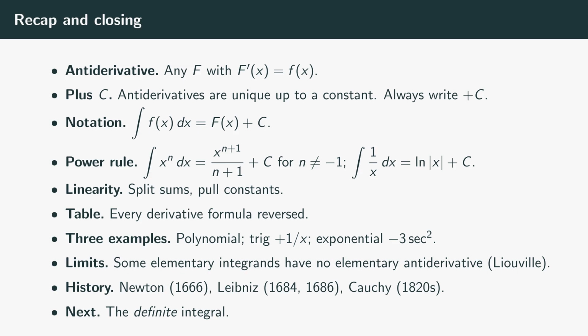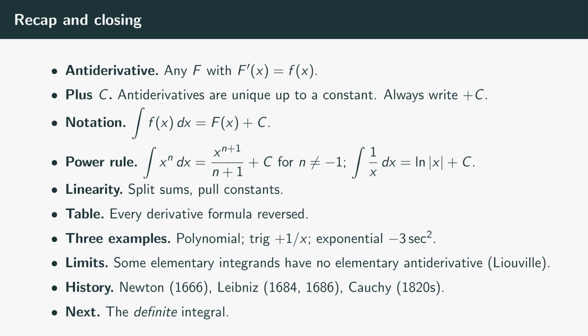Where we landed. An antiderivative of f is any function capital F with capital F prime equal to f. It's never unique. If capital F works, capital F plus c works for every constant c, and that's the whole truth. Any two antiderivatives differ by a constant. The collection of all antiderivatives is the indefinite integral of f, written as the integral of f of x dx and equal to capital F of x plus c. The integral sign is Leibniz's, the dx is Leibniz's, and the plus c is non-negotiable.